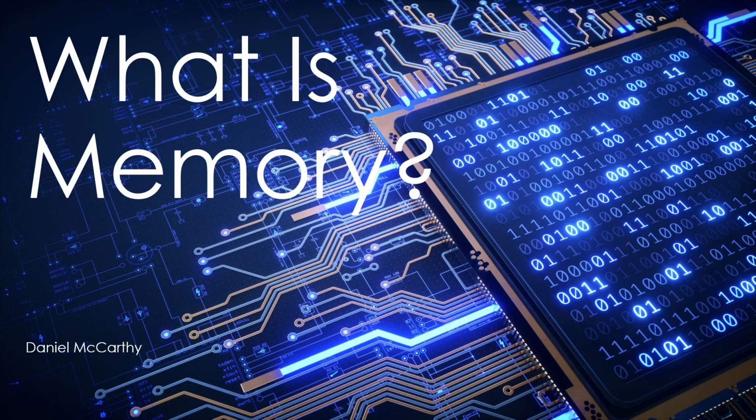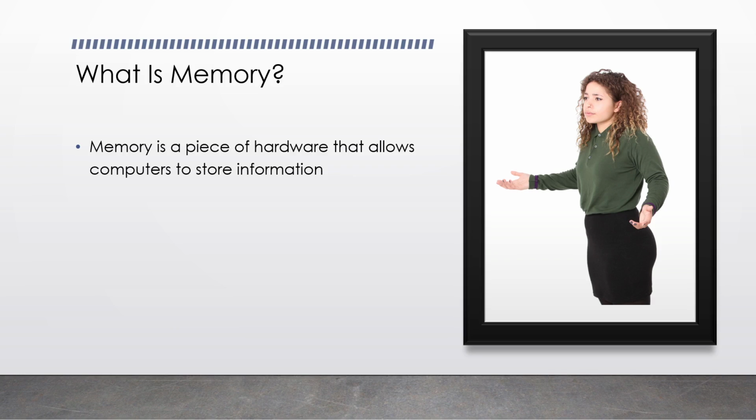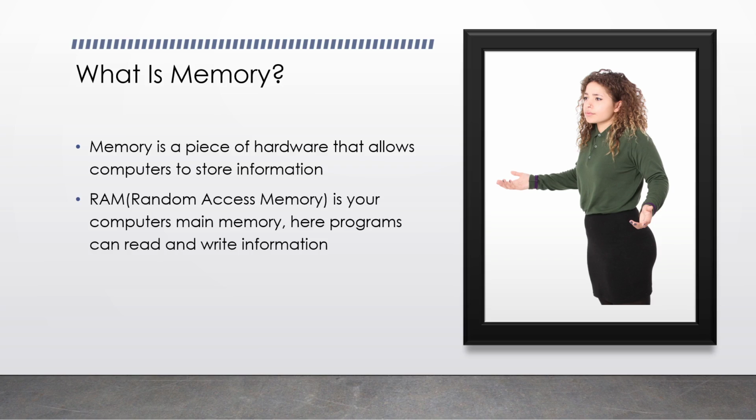Hello and welcome, and in this lecture we are going to discuss what memory is. So firstly, what is memory? Well, memory is a piece of hardware that allows computers to store information. Random access memory is your computer's main memory. Programs can read and write information here.